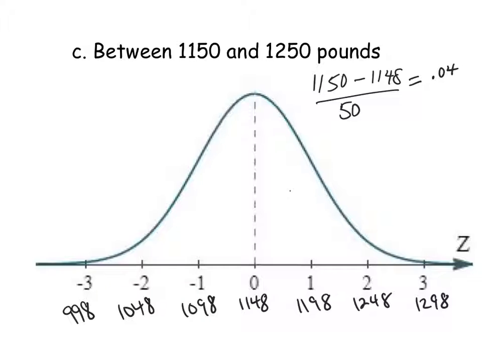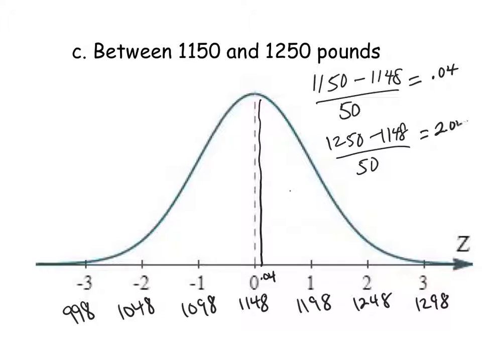And so 0.04 is awful close to this, so we're going to just scroll straight down to 0.04. And then I'm going to do my other z-score, 1250 minus 1148, all divided by 50. That is equivalent to 2.04. And so I'll go really close to this. That's 2.04. So the area that I'm trying to find is this area right here in blue.